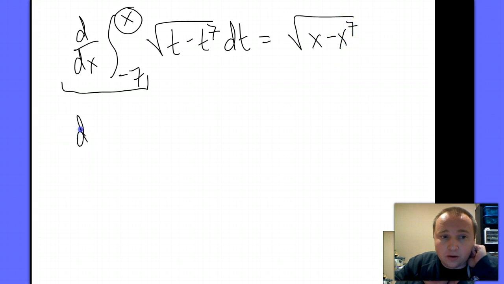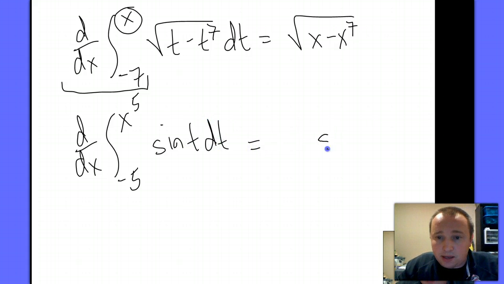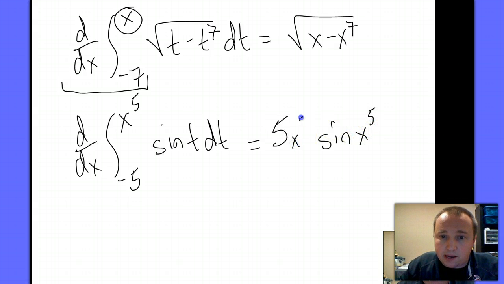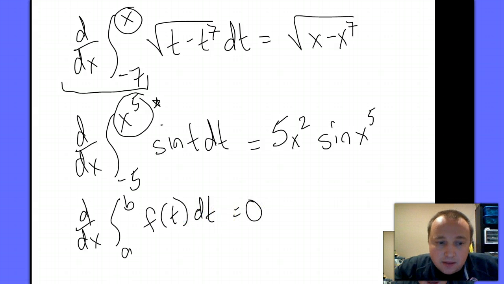That's it. Now, if you take the derivative of something to the x to the 5th of sine of t dt, well, I plug it in, sine of x to the fifth, and then I also have to multiply it by the derivative of the upper bound. Okay. Last one, the derivative of anything that goes from a constant to a constant of any function, you get 0. There you go.